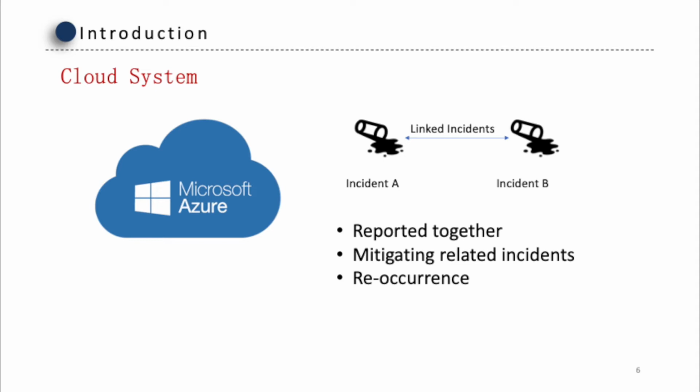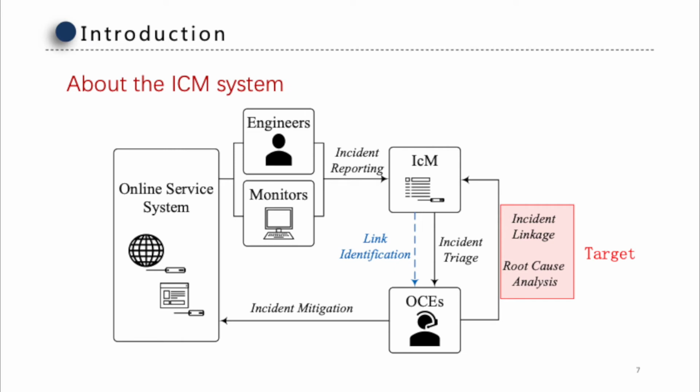Large-scale online systems are composed of many services, and these services are heavily coupled with each other. An incident may happen in one service and actually be caused by problems in another service. As a result, incident linkages discovered by on-call engineers can provide strong evidence of such coupling structure and bring insights to the full diagnosis. So let's first have a look at the typical ICM system in Microsoft.